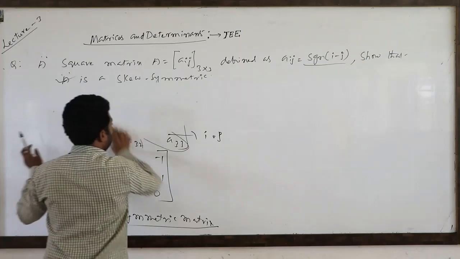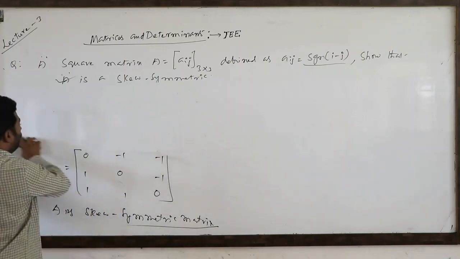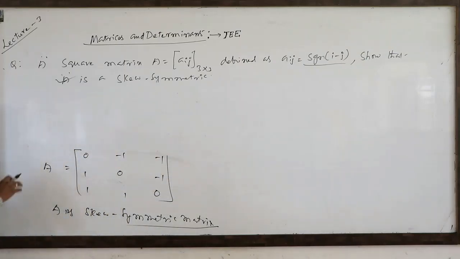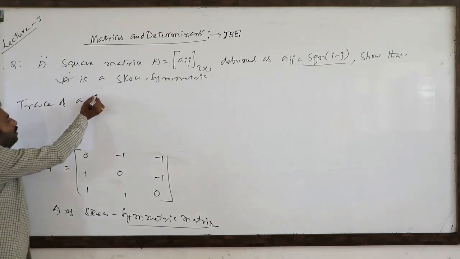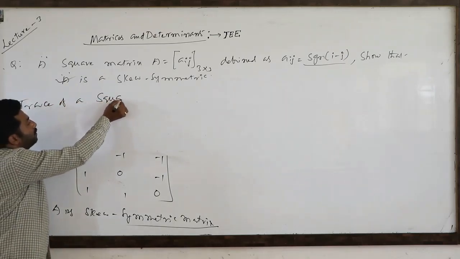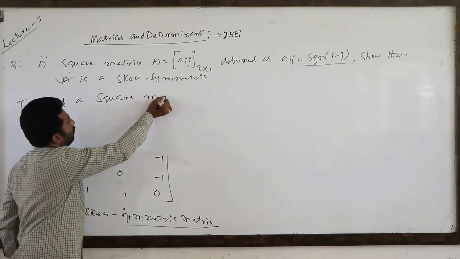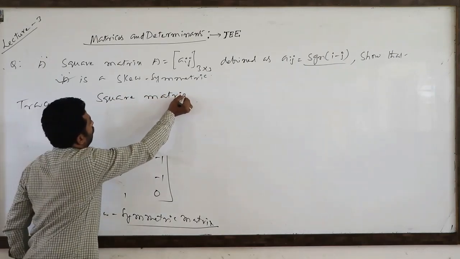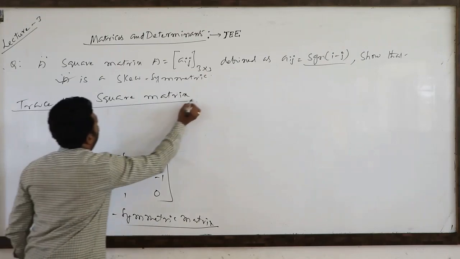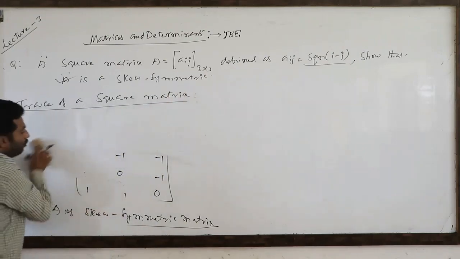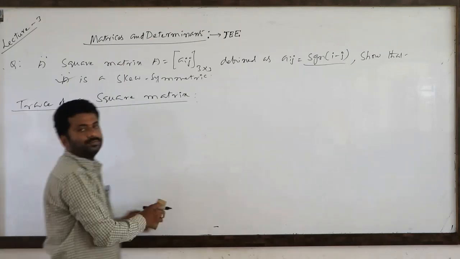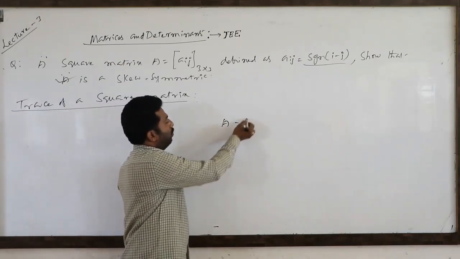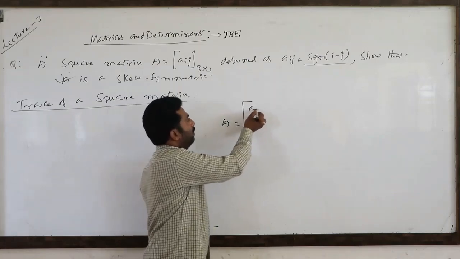Trace of a matrix. Trace of a square matrix. See here, what is the trace of a square matrix? Just I will take one example, later I will tell the definition. One square matrix I am taking.